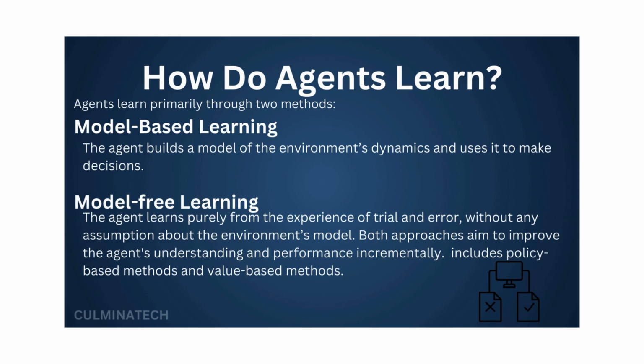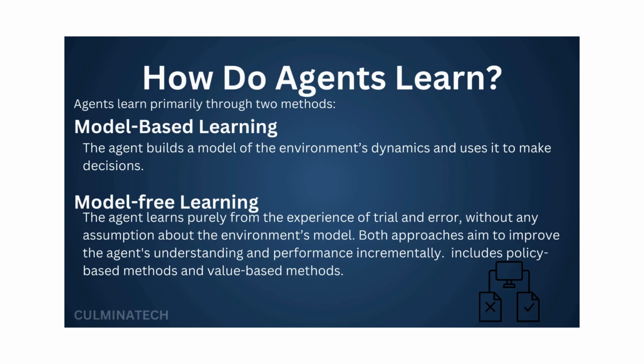Let's look at model-free learning. So here, the agent learns directly from its interactions with the environment without any prior knowledge or a model of how things work. So it works maybe by trial and error. So the agent tries different actions and sees what happens. It gets rewards or penalties based on its actions.